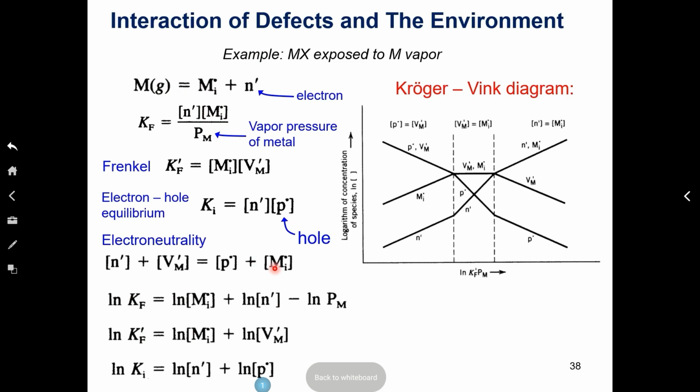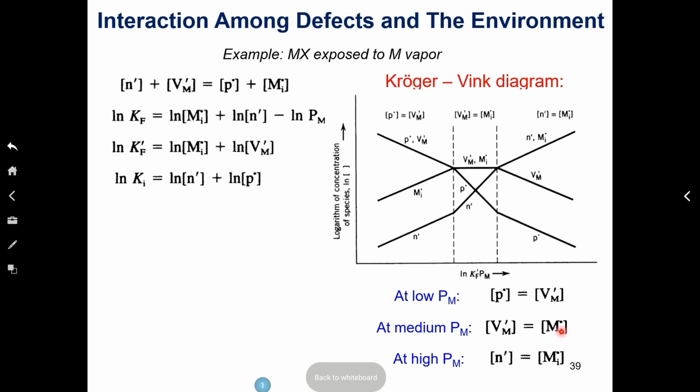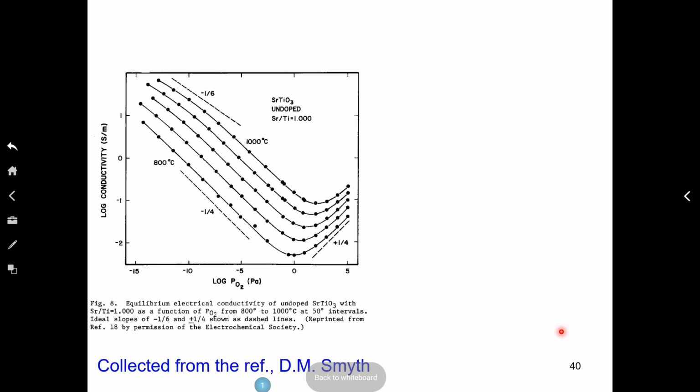and then using this electroneutrality condition, in this case, at low metal pressure, it's dominated by p-type behavior. At high metal pressure, n-type behavior. And then in the intermediate range, it can be higher. So you can construct this kind of diagram. I'm going to show you some calculations from Lawrence White's book. I have given you that reference.